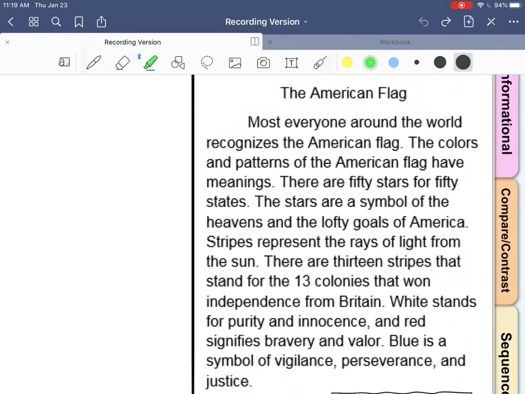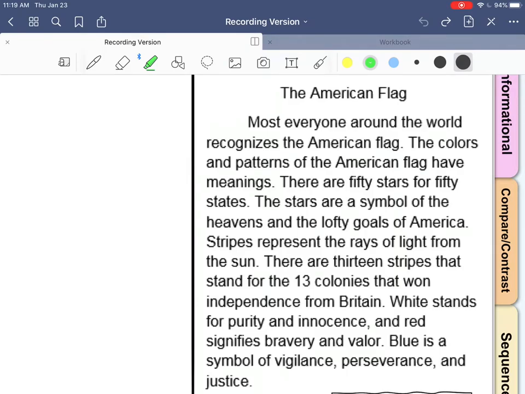It's pretty short, it's only one paragraph, but it has a lot of vocabulary. There are a lot of words in this passage that are not common. We don't use them in everyday speech. So I believe there are 8 vocabulary words in this passage. So here we go. The American flag.